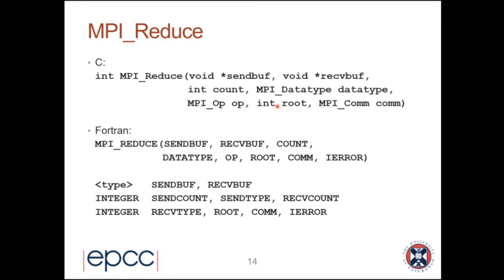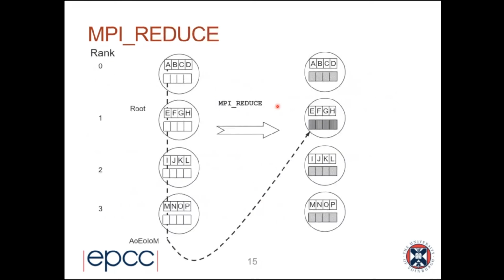So I've got an example here. People get confused about count. This diagram isn't particularly good in that case, because here we're running on 4 processes. We call an MPI reduce with root equals 1. Each process is specifying an array of 4 elements, A, B, C, D, E, F, G, H, I, J, K, L, M, N, O, P, as the send buffer. Because root is 1, the sum is only placed on rank 1. There is a way of doing it globally, but this is reduce.